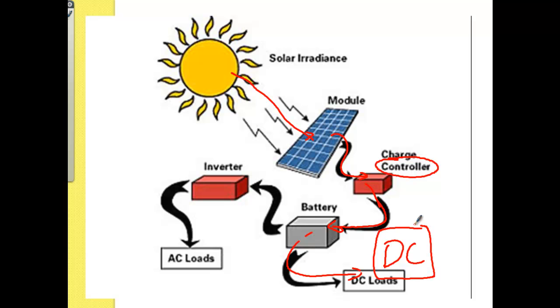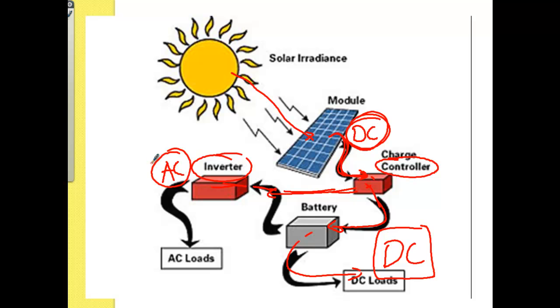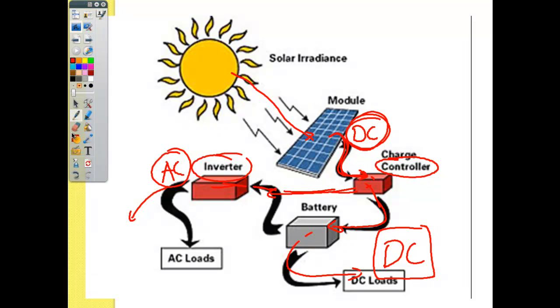Or you can take the electricity from the controller, skip the battery, and go right into an inverter, which then takes the electricity that comes off of your solar panel, which is, by the way, DC, direct current electricity, and through the controller into the inverter. The inverter then makes it into alternating current, or AC, which is what most households use, and then that can go into your home to be used. That's how the system basically works. Nothing too complicated.